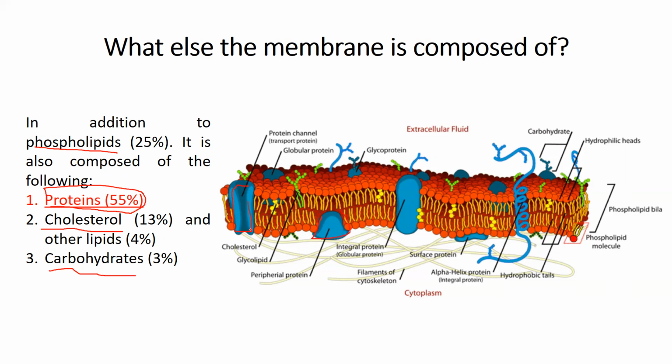Some of these proteins, as you can see, span the membrane. They have two domains, a cytosolic domain as well as an extracellular domain, while some proteins only have one domain, either facing the cytosol or facing the extracellular environment. And there are proteins that have carbohydrates attached to them, like the glycoproteins. These are very important for cell recognition. So this is what the membrane is mostly composed of.